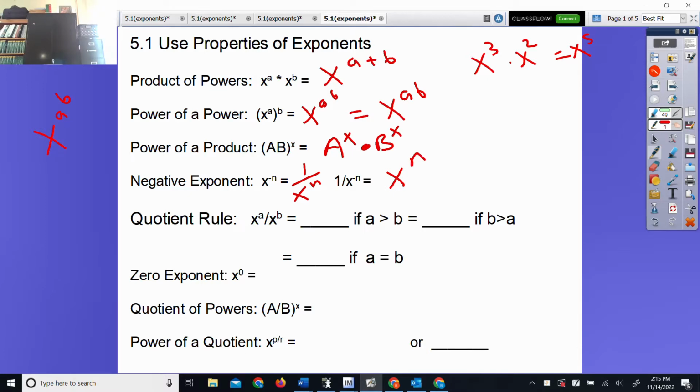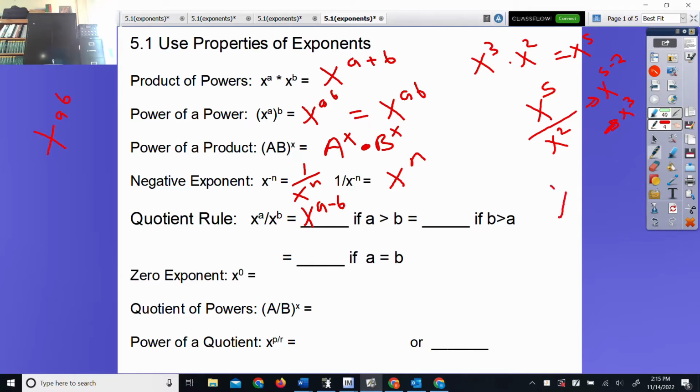Quotient rule, x to the a over x to the b. I know a lot of you guys are memorizing it. Let me explain. If you saw x to the 5th over x squared, you should know what that reduces to: x cubed. Because in division of like terms, you subtract the exponents. It's x to the 5 minus 2, which is x cubed. And that's the first part of this one. This has 3 different pieces to it. If a is greater than b, we take away from a: x to the a minus b.